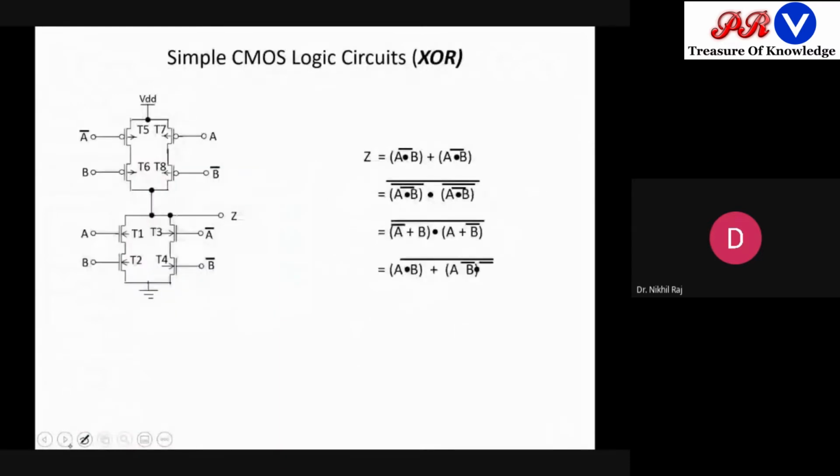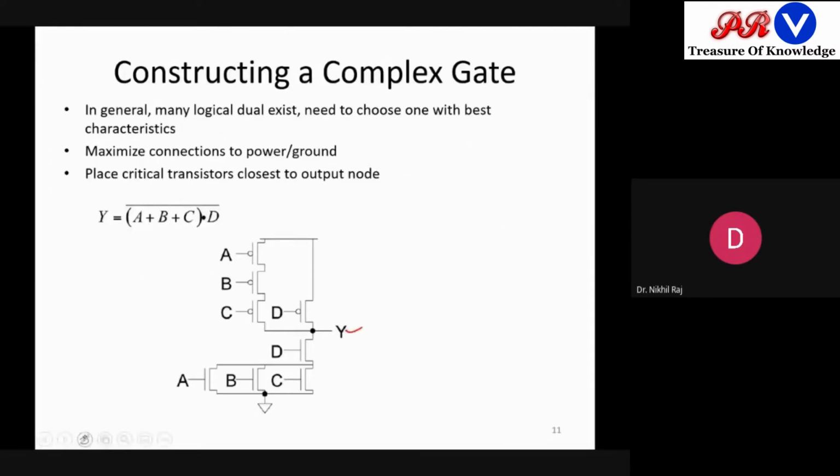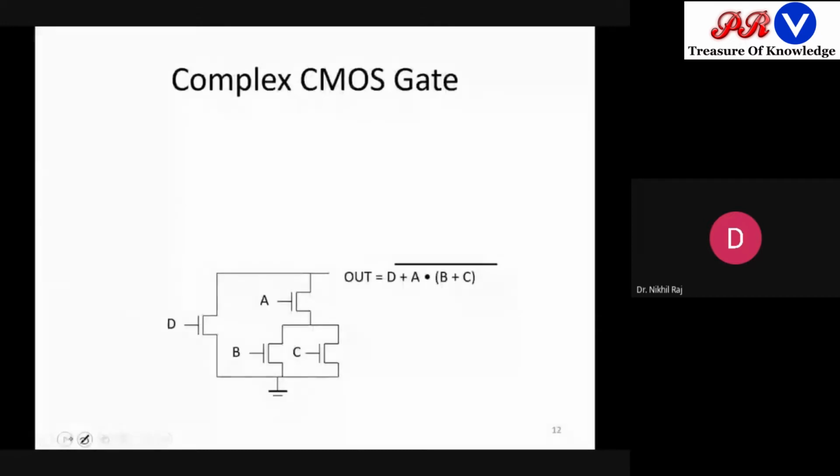Your pull down network will consist of NMOS, and the pull up network will consist of PMOS. Whatever output is generated will be in the form of a complement. So in order to get the actual output, you have to do the inversion again, meaning addition of an inverter at the output.